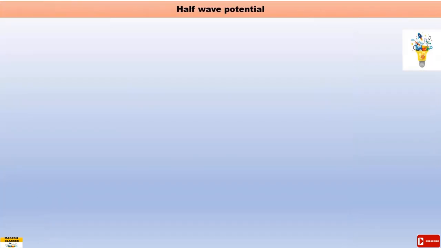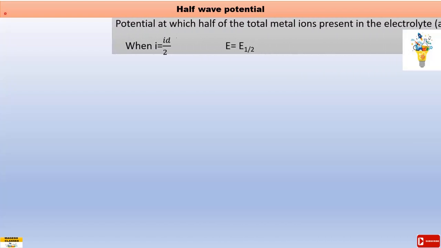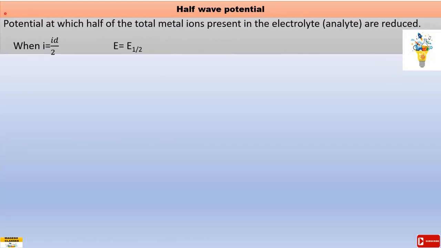Half-wave potential. So what is half-wave potential? See the graph. So it is half of the diffusion current. That is, when I is equal to ID by 2, you can say the potential is equal to E half. The potential at which half of the total metal ions present in the electrolyte are reduced is called half-wave potential. So it is the characteristic of the metals.